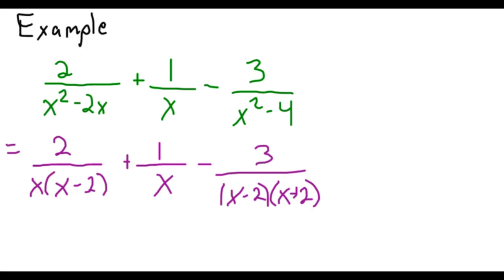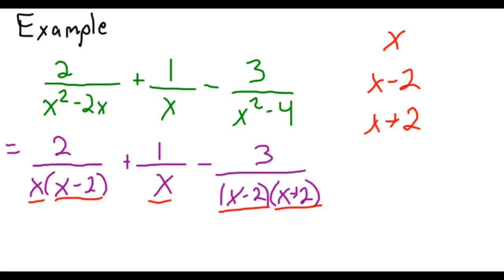So we have to look at all of the denominators. So if we look at the first one, we have an x and we have an x minus 2. If we look at the second one, we have a factor of x, but that has already been listed from the last one, so we don't have to write it down again. We have a factor in the third one of x minus 2. We already wrote that down, so we don't have to write it down again. But we also have a factor of x plus 2.